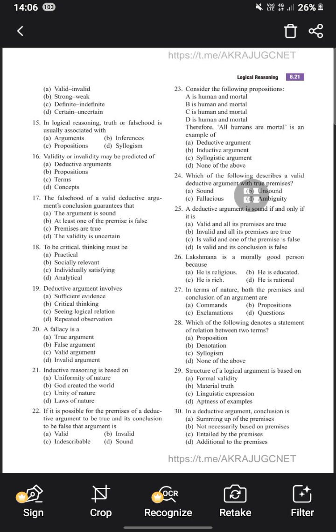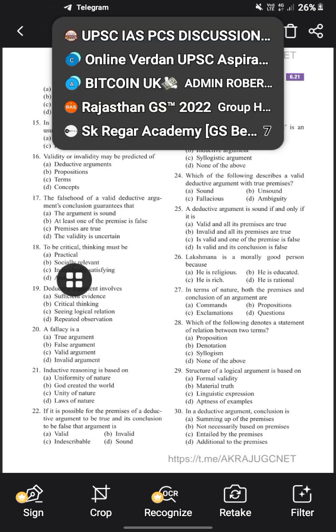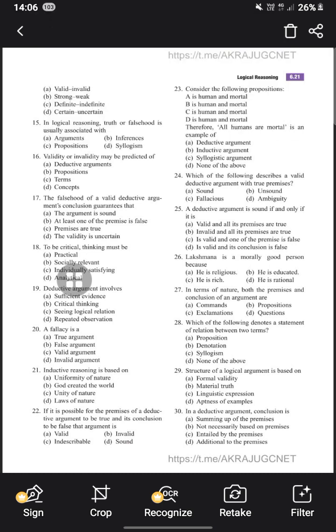Consider the following proposition. 23 is B, that is inductive argument. All humans are mortal is an example of inductive. Which of the following describes a valid deductive argument with true premises? 24 is sound argument. A deductive argument is sound if and only if it is valid and all premises are true.